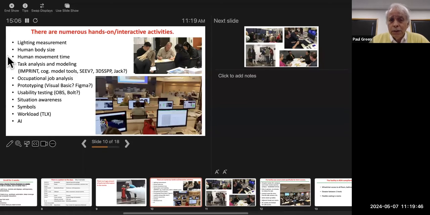We're going to talk about movement time, and we have Fitts' law and other kinds of activities. We have task analysis and modeling methods and a lot of tools. We're going to talk about IMPRINT, which is used for task analysis and cognitive modeling. So I'm going to show you some examples. We may do something on SEEV, which is used for attention and display location. We're not sure which of two methods we're going to be using to look at physical ergonomics and reach and movement. There are some new tools and some older tools, and we're not sure. We're going to work that out.